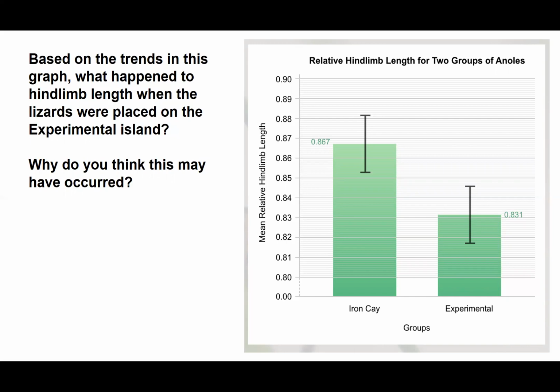Okay, so you're thinking about this. Okay, so this is the hind limb length. This is the mean, so you're looking at the average, okay? And when we're looking at experimental, what's true about that compared to Iron Cay?